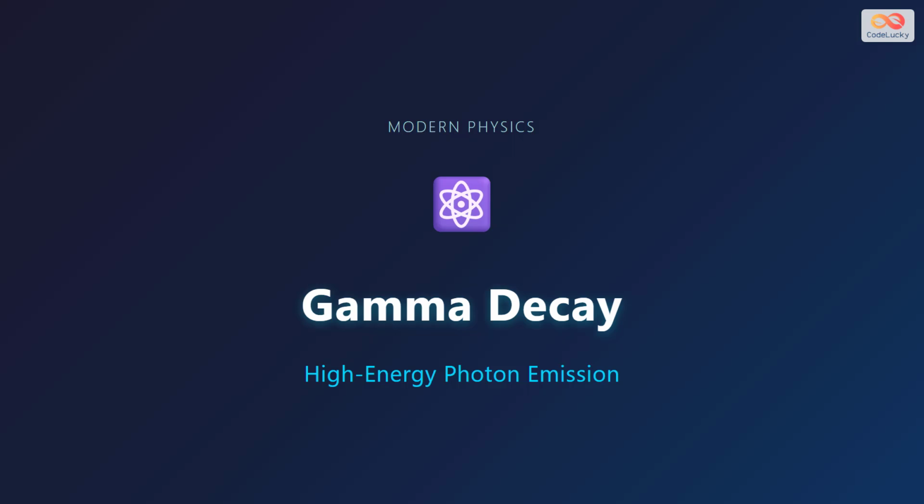Welcome to this lesson on gamma decay, one of the fundamental types of radioactive decay in modern physics. Gamma decay involves the emission of high-energy photons from atomic nuclei. This process is crucial for understanding how unstable nuclei release excess energy and transition to more stable states.